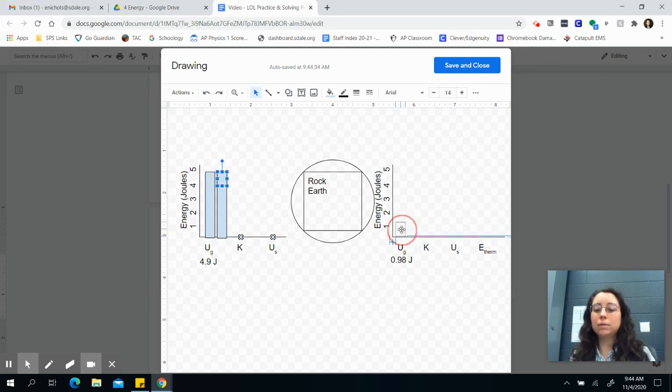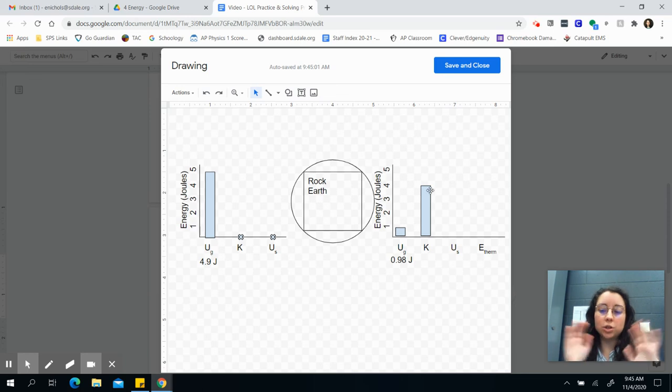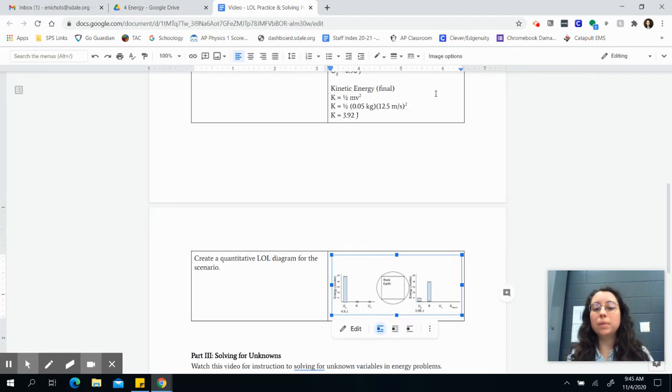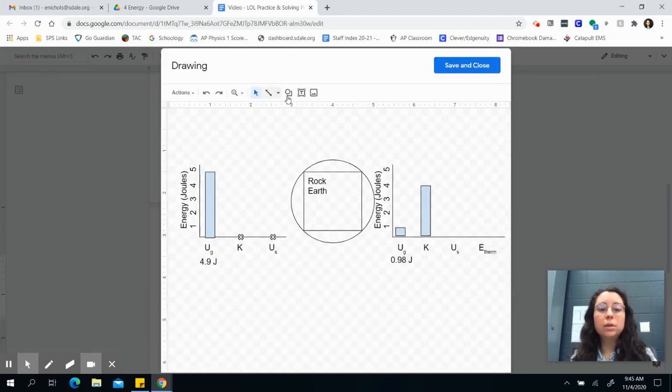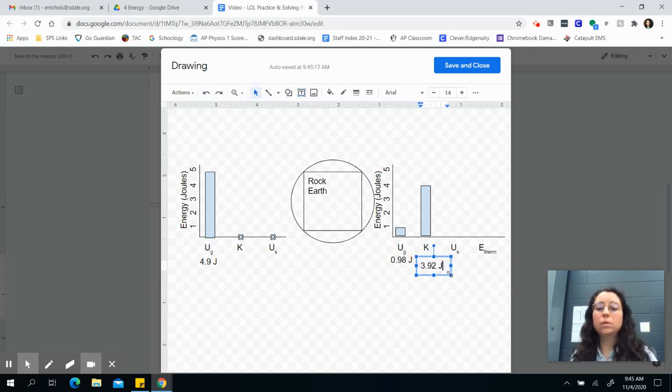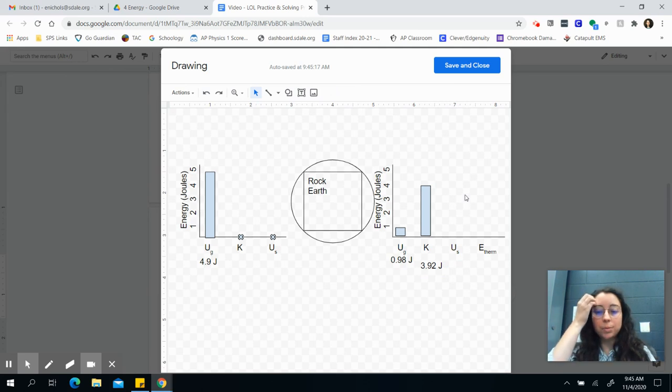I think that makes it too big. I think it's got to be this way. Yeah, that's better. It's a little rough because I don't have an exact scale here, but really your bars should just add up and look really nice. Okay. And we need our label. Almost forgot our label, which is going to be 3.92 joules. Great. It doesn't have to be perfect, it just has to be readable.